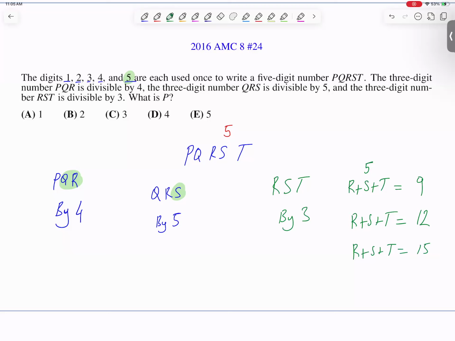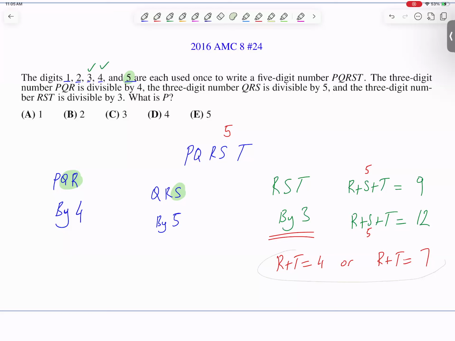If this is the case, then since S is 5, R plus T has to be 10. But the maximum value we can get is 3 plus 4, which is 7, so that's not an option. Now we know the sum of R plus T. Let's put that down: S is equal to 5. Then we have 2 cases. Either R plus T is equal to 4, or R plus T is equal to 12 minus 5, which is 7.